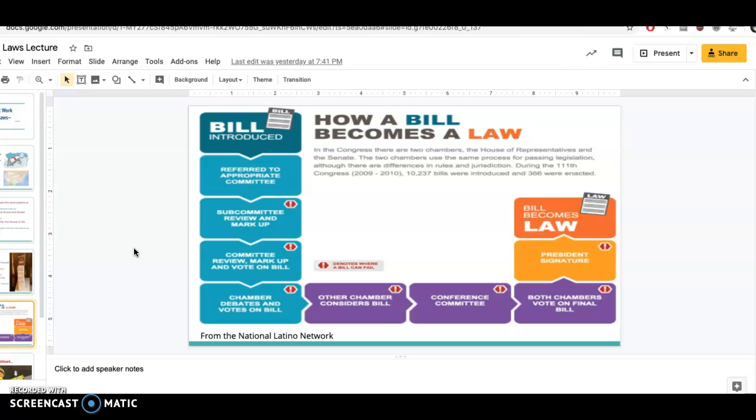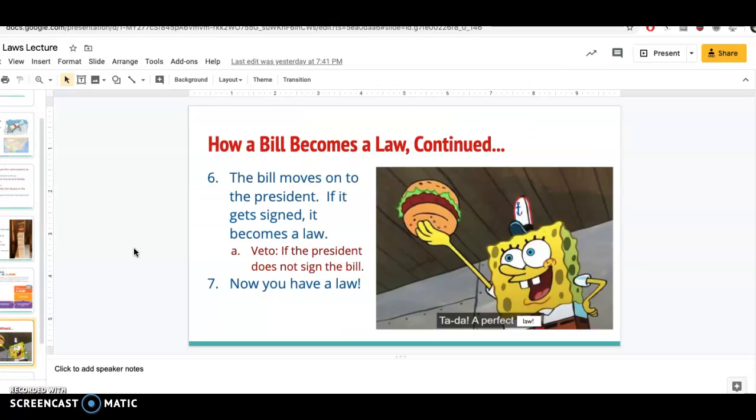Do we like it? Do we not? What do I need to change? Then finally, again, everyone votes on it one more time, and then it moves on to the president. And the president gets to decide if he wants to sign it. He or she, maybe one day, gets to decide if they want to sign it. And if the president does sign it, the bill becomes a law.